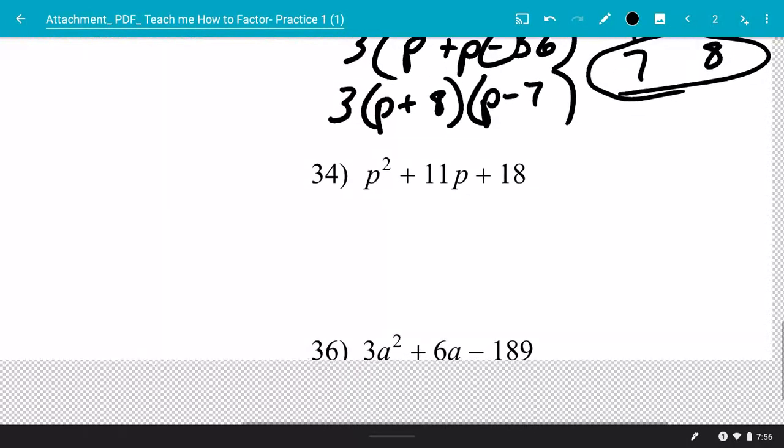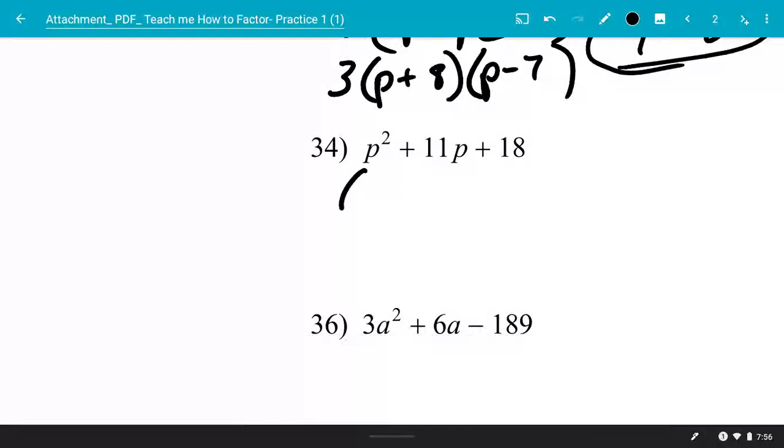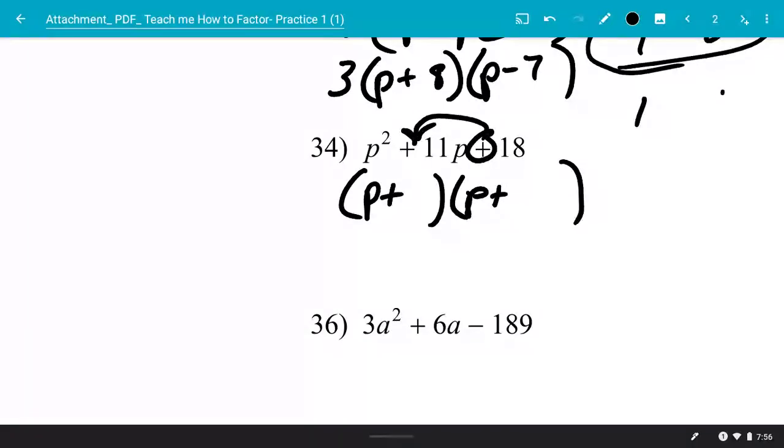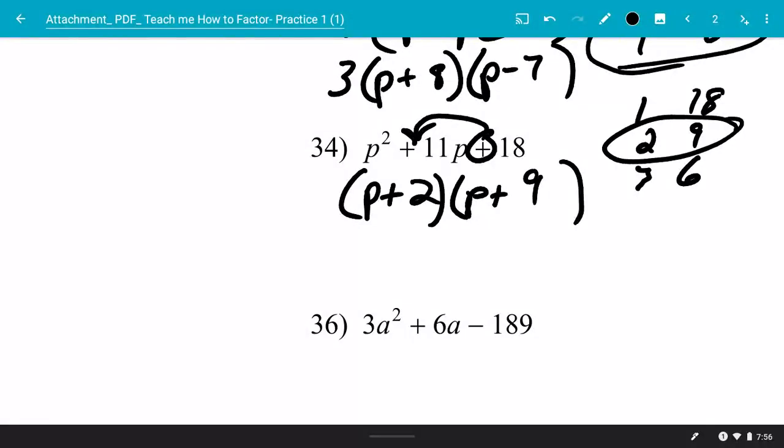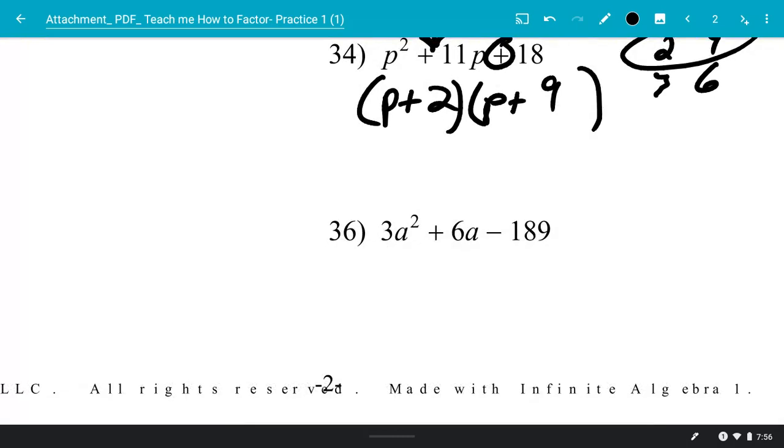Number 34. Is there a GCF? No. Is there a leading coefficient? No. Split the signs. P in each. Signs are the same, both positive. Factors of 18: 1 and 18, 2 and 9, 3 and 6. I believe that's it. Which of those come together to get me an 11? 2 and 9.